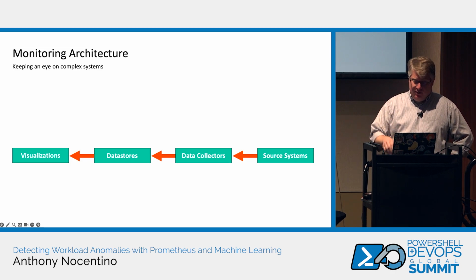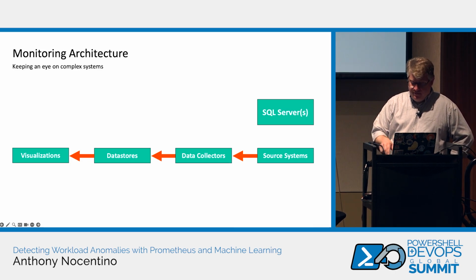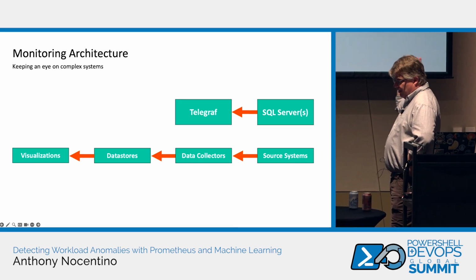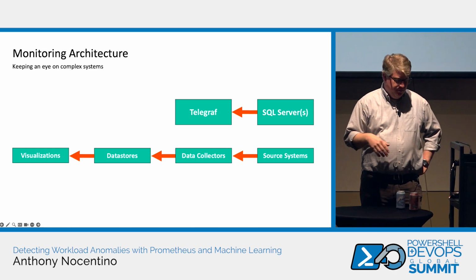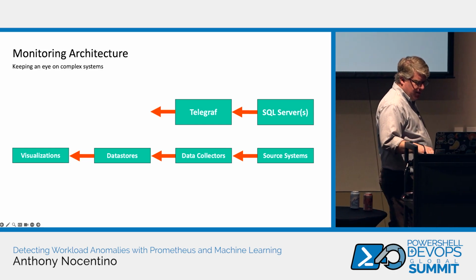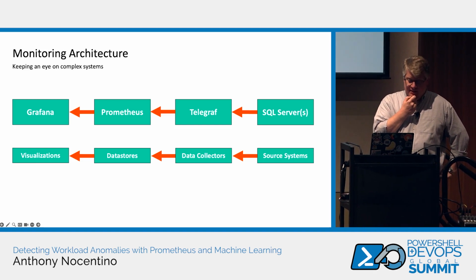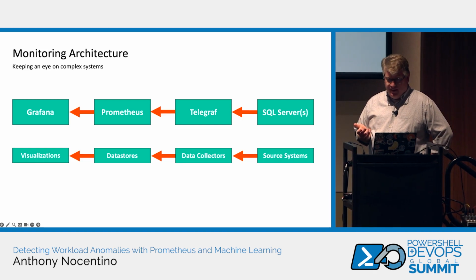And so this system that we are going to build today is going to read from SQL servers. That data is going to be read out of SQL Server via Telegraf, and we'll get into what that is in a minute. It's going to stick that data in Prometheus and then visualize that in Grafana, right? So that's kind of the core components of this monitoring stack.